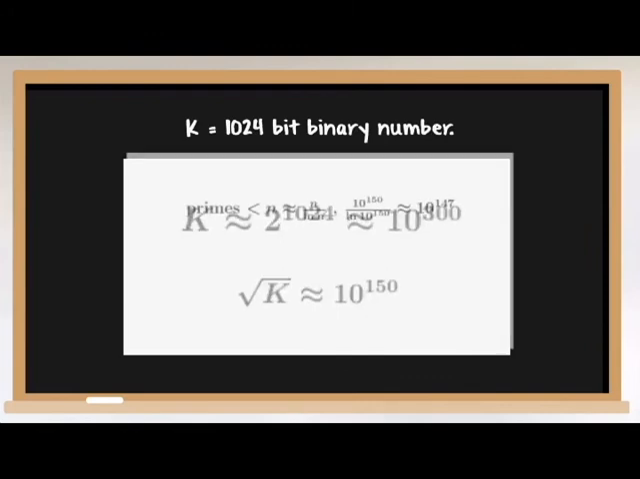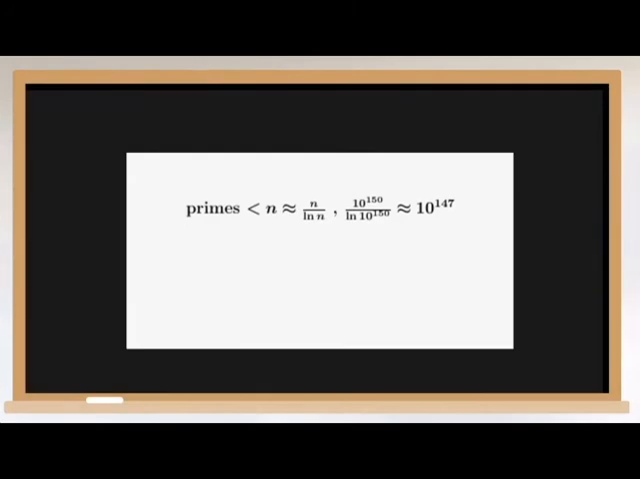The number of primes less than some number n is about n over the natural log of n. So when n equals 10 to the 150, there are approximately 10 to the 147 primes. Therefore, to factorize K, 10 to the 147 primes need to be checked. Modern hardware runs at around 10 to the 13 operations per second, so it would take 10 to the 134 seconds, or over 10 to the 125 years, for a person to crack that public key.